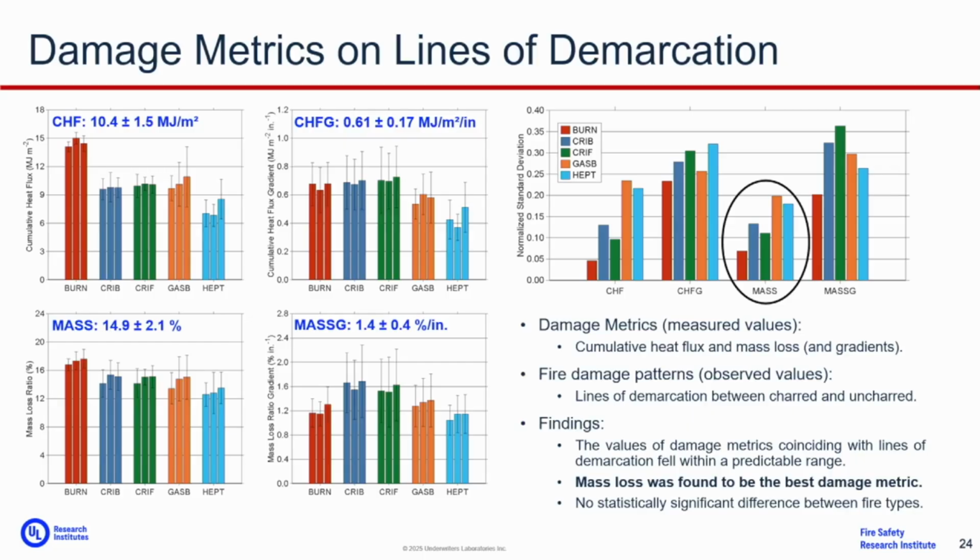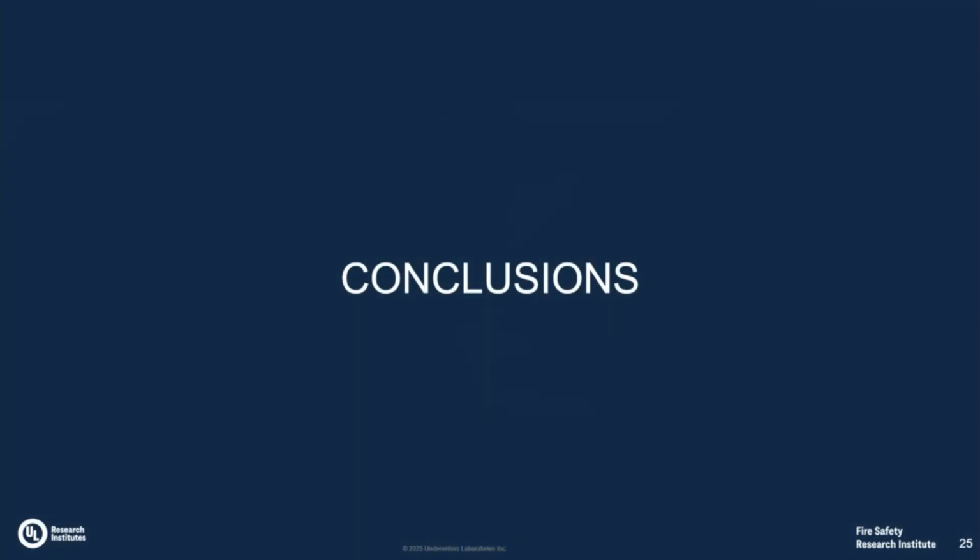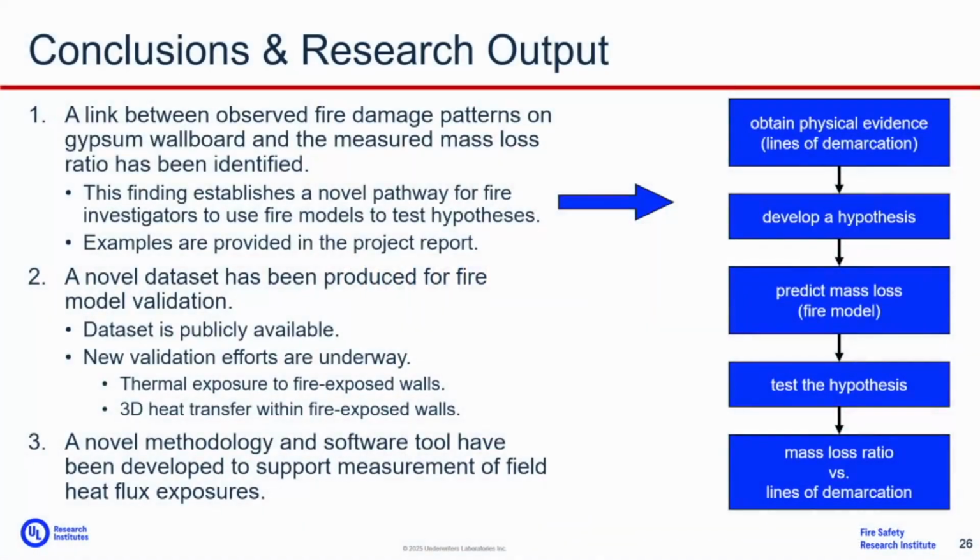And it tended to be consistent at a very particular value. So how can we use that piece of information? Well, we now have established a direct link between fire damage patterns and fire exposure. And that key link is not the exposure itself, but the mass loss occurring in the wall.